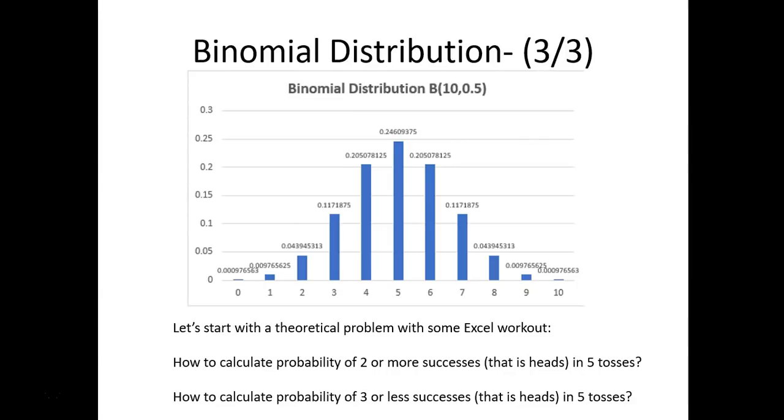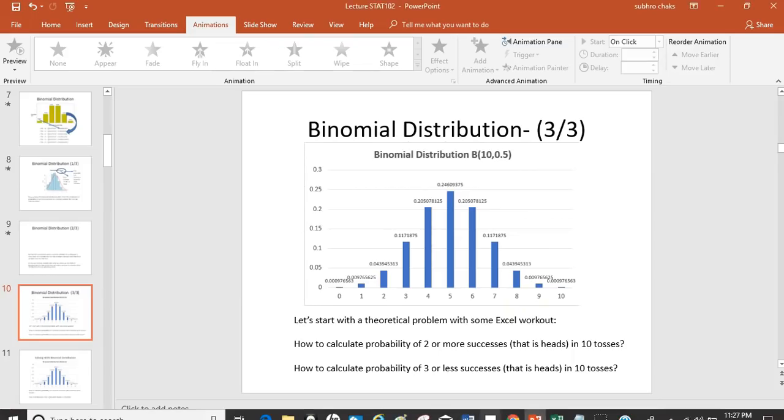So in case of our binomial distribution, we are now taking 10 values. So let's start with the theoretical problem. Here in this case, we have: what was the probability of 2 or more successes in 10 tosses, and what's the probability of 3 or less successes in 10 tosses. So that's something we'll try to work out using Excel.